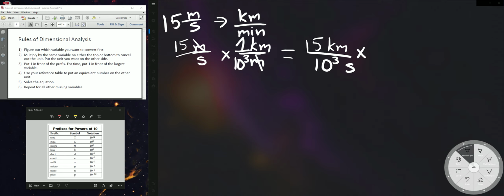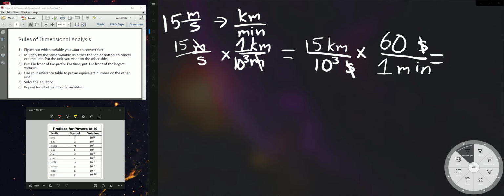I want to multiply by seconds on the top. Again, we want to cancel out this unit. We want minutes on the bottom because that's the unit we want there. All right, so seconds cancel out. Now, the rules also say for time, put 1 in front of the largest variable. Minutes is larger than seconds, so we're gonna put 1 minute. How many seconds are in 1 minute? We know that there's 60 seconds in 1 minute.